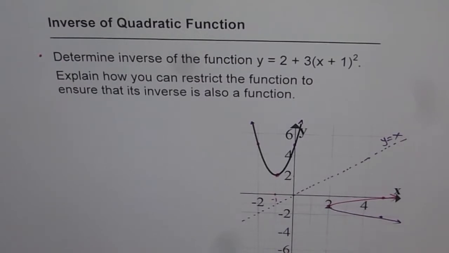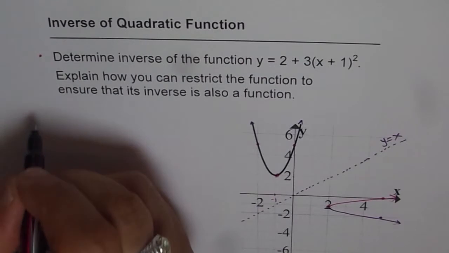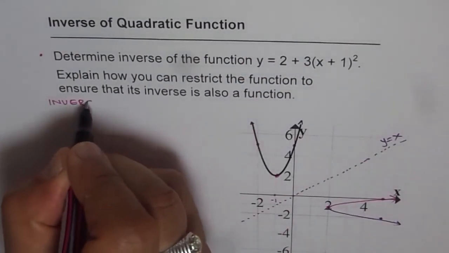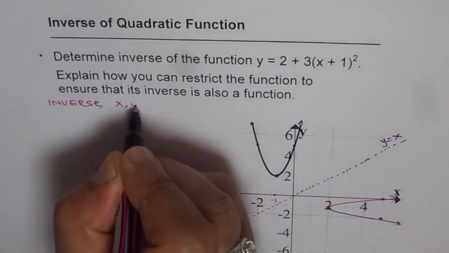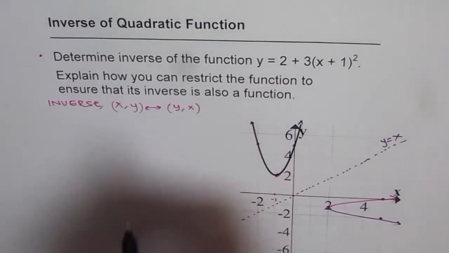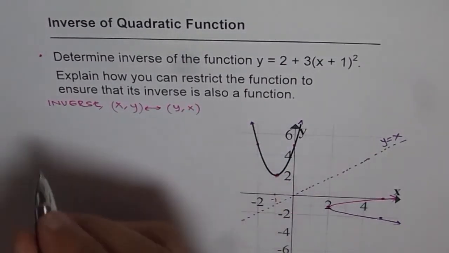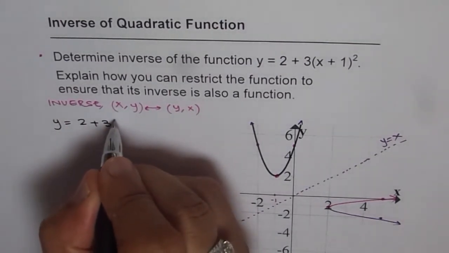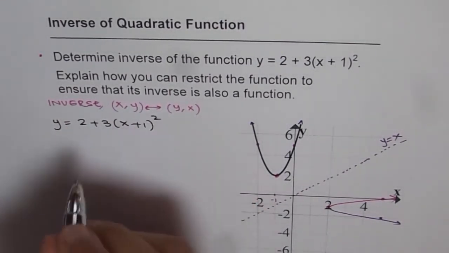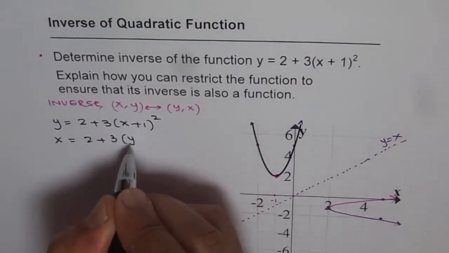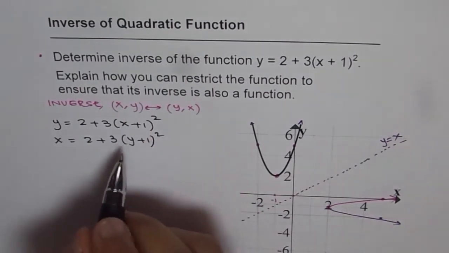Now let's find out the equation of this algebraically also, right? So to find inverse, we need to swap x and y. So let's do inverse first. That is, we swap x and y values, right? And then solve for y. So we have the equation, which is y equals 2 plus 3 (x plus 1) whole square. So let's swap. We get x equals 2 plus 3 (y plus 1) whole square. And now let's solve for y.